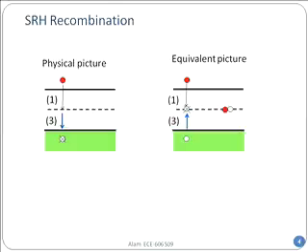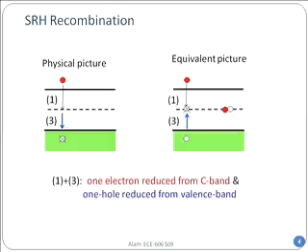Exactly the same process, right? As far as electron number and hole number are concerned, exactly the same process. Now, what about the other process, 2 and 4? So let's think about that. 2 and 4, remember what happened? One electron jumped up from the valence band to the trap, and then eventually from the trap to the conduction band.